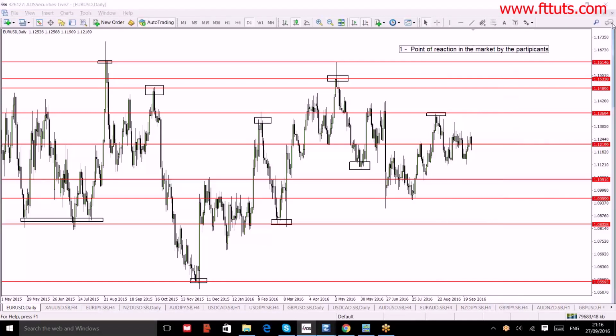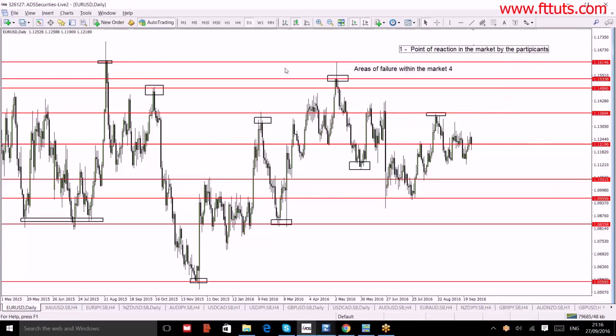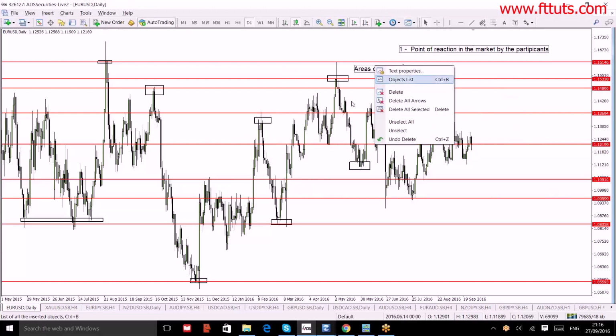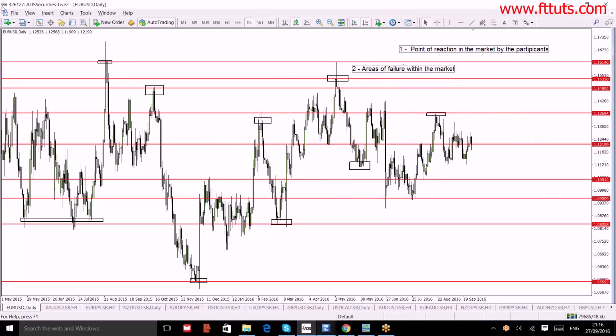Now the second, after the point of reaction, is the areas of failure within the market. Areas of failure within the market, guys, are the second in line. What does it mean? It means the market has tried to reach a certain area and the market participant had failed from that level, resulting in a wick, resulting in a pin bar. The participant had pushed the price to a certain level, but they had failed, resulting in a wick or a pin bar.